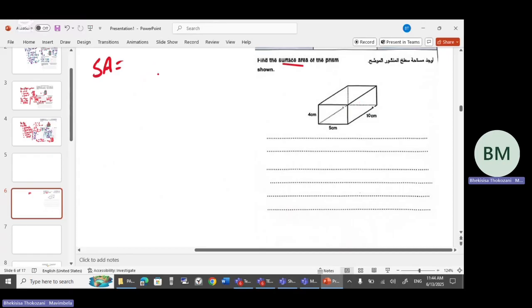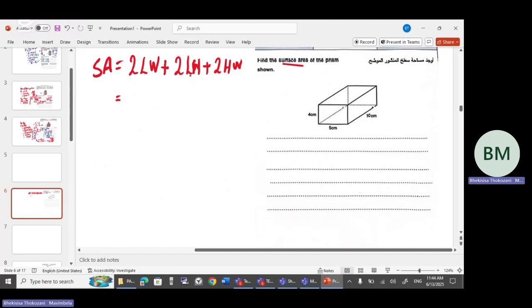So I'm going to write a formula first. You remember the one that we did that says 2LW, I will tell you why, plus 2LH, so this is LH, and plus 2HW. So you get LW, LH, and HW. If you remember that, you will never go wrong.